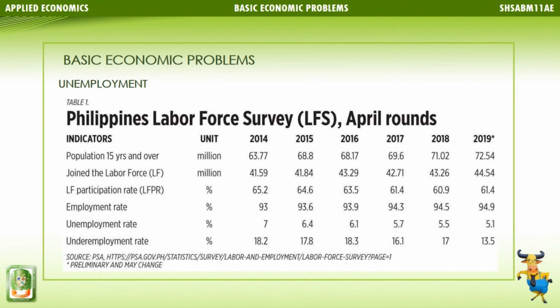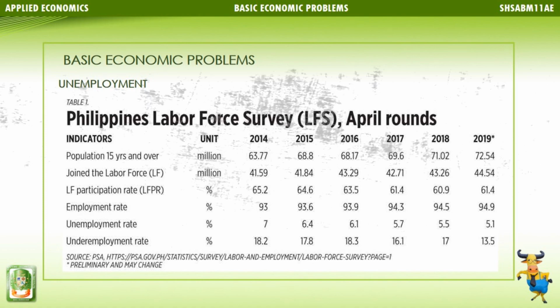The table shows the Philippines labor force surveys, whose indicators are the following: population 15 years and over, labor force participation rate, unemployment rate, employment rate, underemployment rate. As you can notice, from the year 2014 to 2019, the unemployment rate increases.